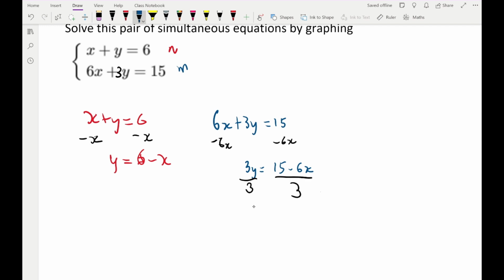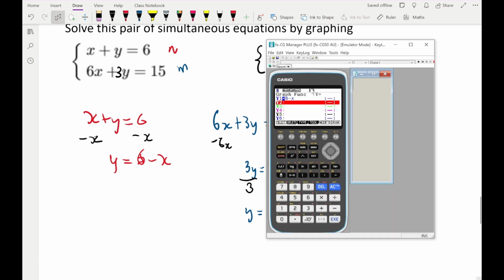So over here you're left with y equals, well, 15 divided by 3 is 5, and 6 divided by 3 is 2. So 5 take 2x. These equations become y equals 5 take 2x, and the top equation becomes y equals 6 take x. There we go. So now we can actually graph these on our calculator.